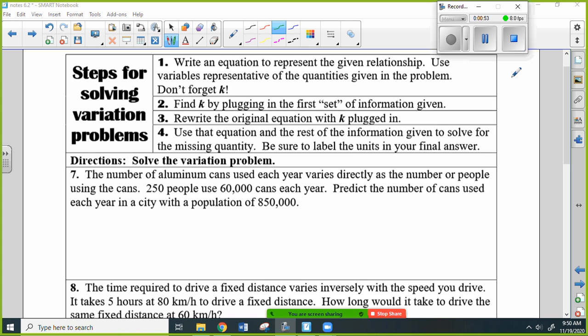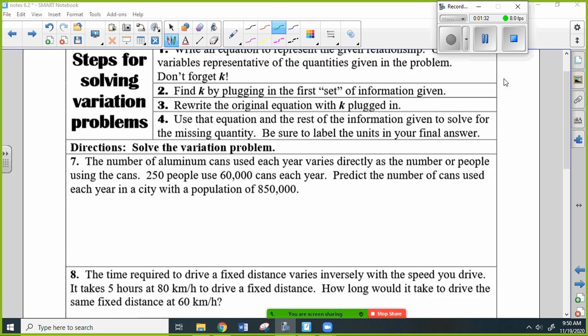The next part is that you're going to be given some information, some numbers, and you're going to plug those numbers in to help you find K, because K is a number. Then you're going to rewrite the original equation with that K plugged in. You'll see what I'm talking about in a minute. And then you're going to use that equation and any other information to solve for whatever they're asking you to solve for. And then of course, because these are word problems, your final answer will need to have some sort of units on it. All right, so here we go.